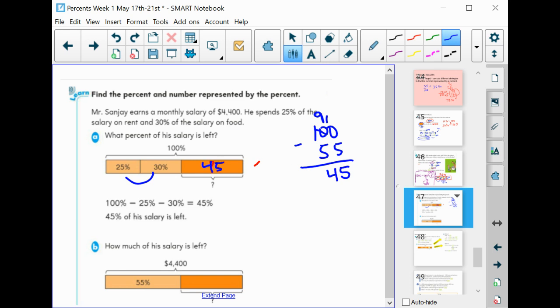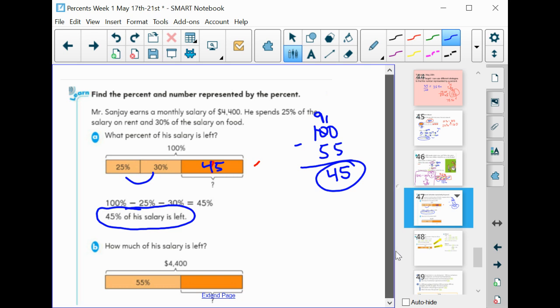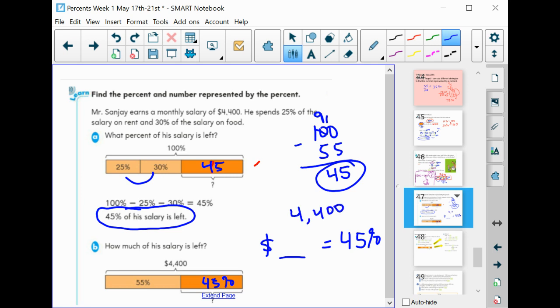And if we were to add up 45 plus 25 plus 30, we would get 100. Great. Okay, so 45% of his salary is left, and you can see that right here. Okay, how much of his $4,400 salary is left? So it is telling us, we know that this chunk right here is equal to 45%, but we want to know how much money 45% of $4,400 is equal to.